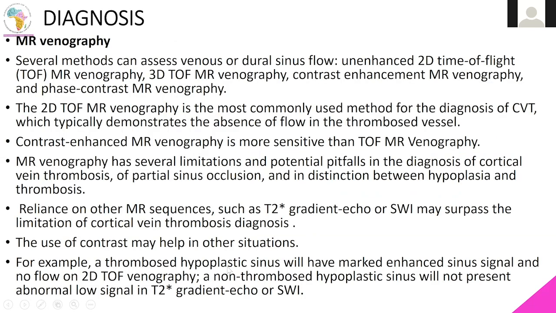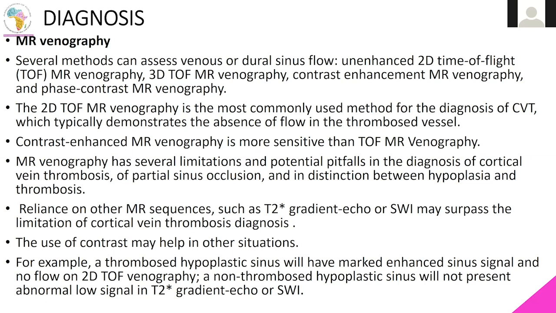Several methods can assess venous or dural sinus flow: enhanced 2D time of flight, which is TOF, MR venography, 3D time of flight MR venography, contrast enhancement MR venography, and phase contrast MR venography. All these techniques can be used. The 2D TOF MR venography is the most commonly used method for the diagnosis of CVT, which typically demonstrates the absence of flow in a thrombosed vessel. Contrast enhanced MR venography is more sensitive than TOF MR venography.